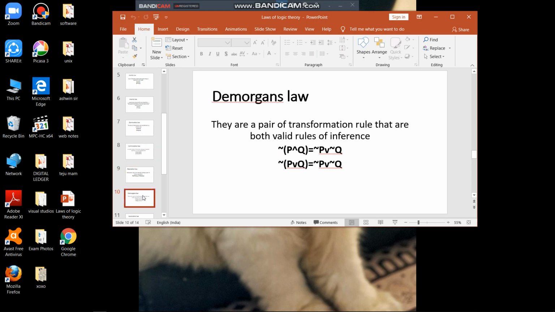De Morgan's laws are a pair of transformation rules that are both valid rules of inference, where the negation of (P and Q) is equivalent to negation P or negation Q, and the negation of (P or Q) is equal to negation P and negation Q. They are the same as each other.